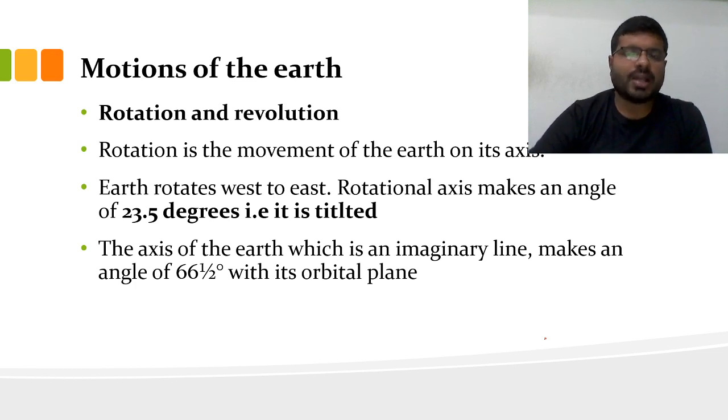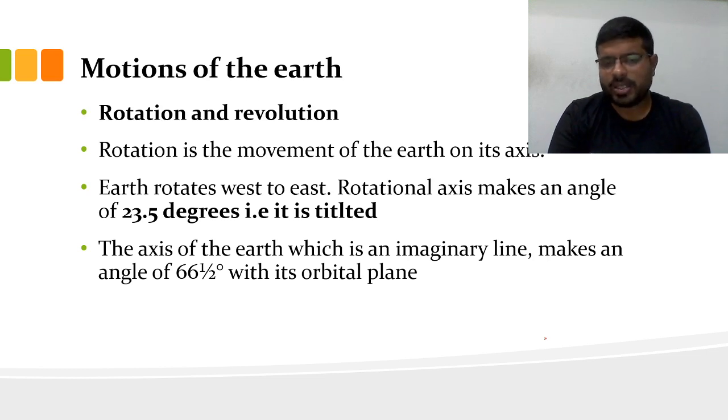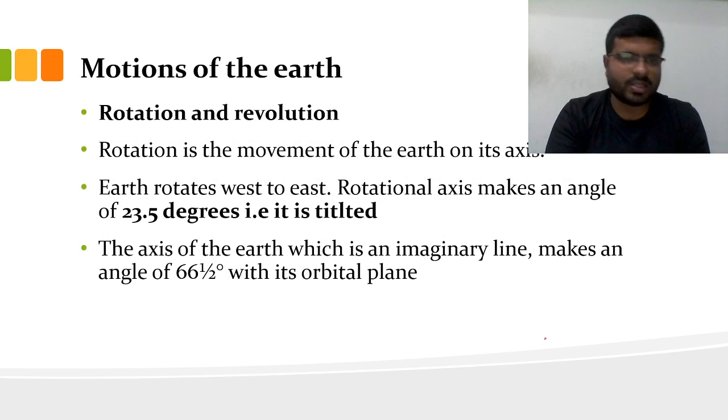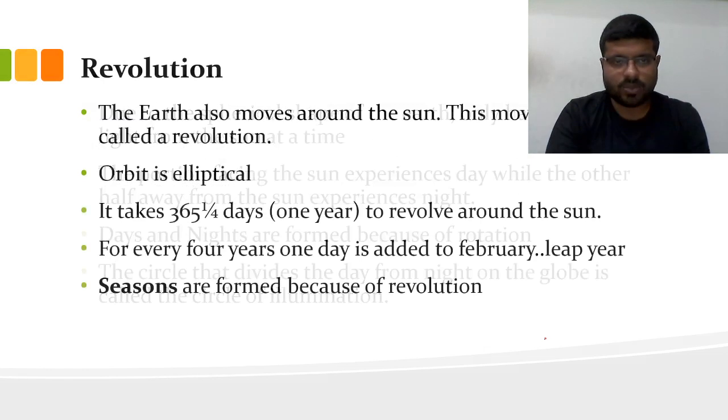The rotational axis makes an angle of 23.5 degrees, which is why the earth looks like a tilted shape. What this tilt is, we'll discuss later on. The axis of the Earth, which is an imaginary line, makes an angle of 66.5 degrees with its orbital plane. So let's discuss that.